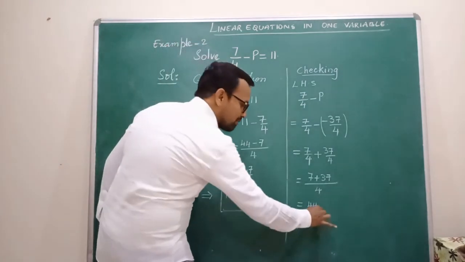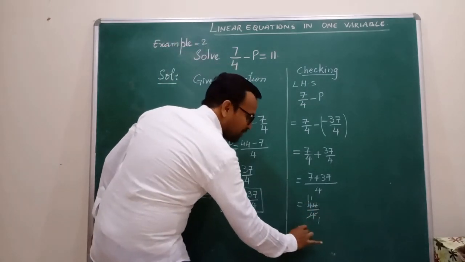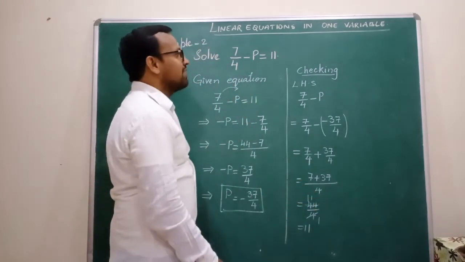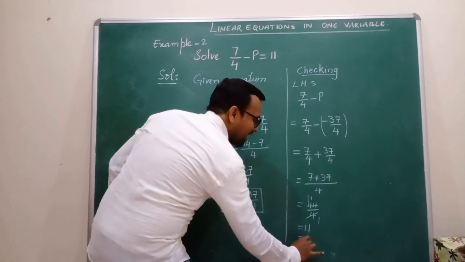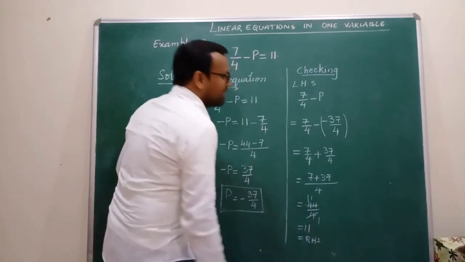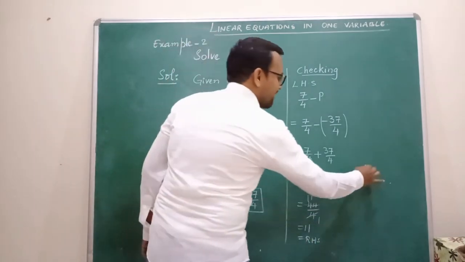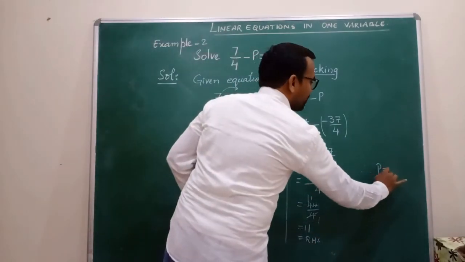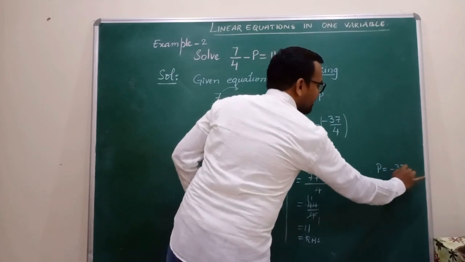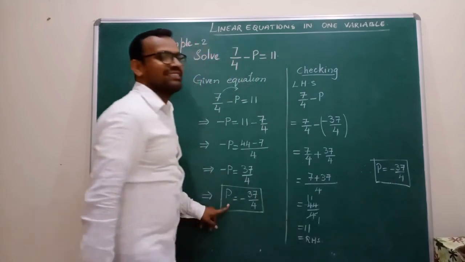Now in the 4 table, 4 1s are 4, 4 11s are 44. So what did you get here? 11. 11 is the RHS. So LHS is equal to RHS. Therefore, the value that we got, p is equal to minus 37 by 4, is correct.